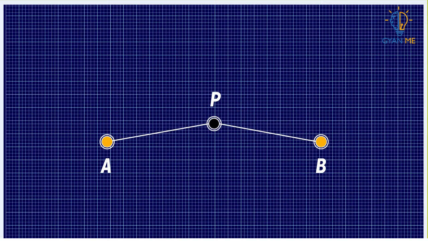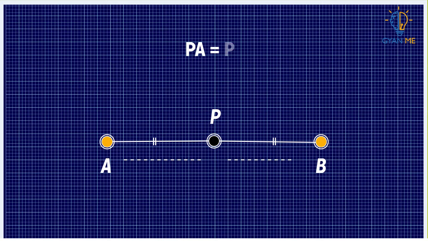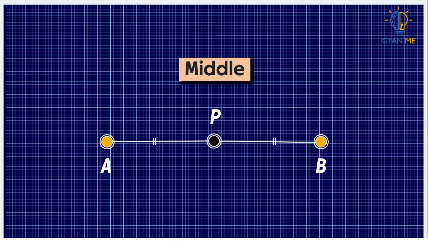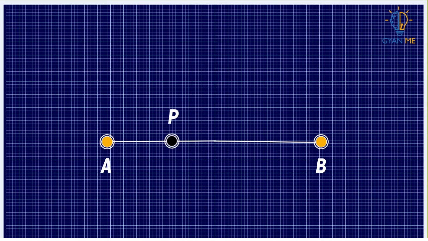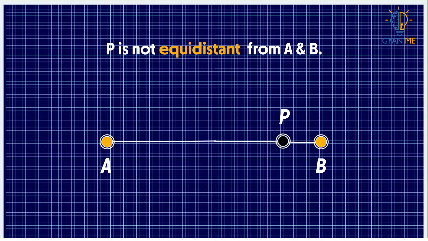But if we shift P on the line segment AB, then yes, now as you can observe, point P is on one line with A and B, but P is still at equal distance from A and B. That is, still PA is equal to PB. But here P will become the midpoint of AB. That is, P is exactly in the middle of AB. Now, if we shift P towards A or B, its distance will change. And we will say that P is not equidistant from A and B.